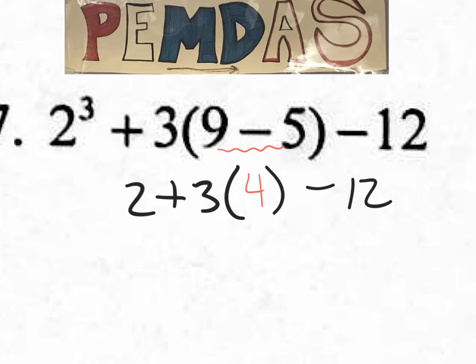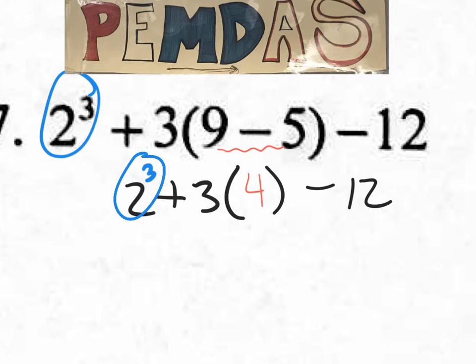After that, we already did the parentheses. Do we have exponents? Yes, I do. Wait a minute. I totally forgot to put the exponent. This guy right here, 2 to the 3rd. For some reason, I just wrote down 2. So we already did parentheses. Let's move on to E, exponents. 2 to the 3rd is what?